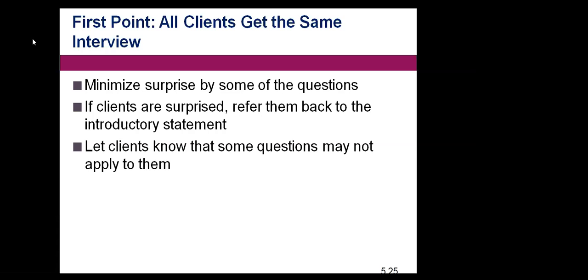And also, if clients are surprised, refer them back to the introductory statement for everyone. Let the clients know that some questions may not apply to them. So if it doesn't apply to them, no problem at all. Let them just move on.